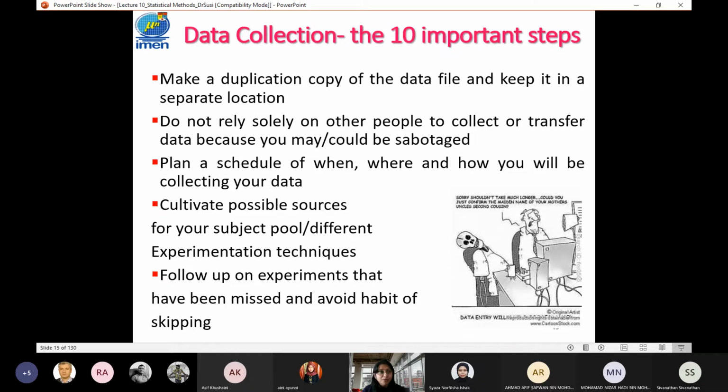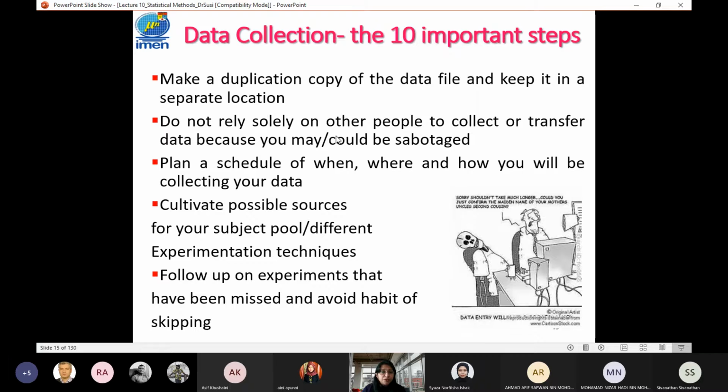Don't fall into the trap where, at the moment you want to type your thesis or submit a paper, you find that your file is corrupted and everything is lost, so you have to start everything from scratch. So this step is very important, whether you're a master's or PhD student: a duplication copy of your data file.